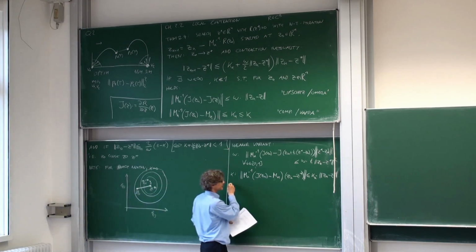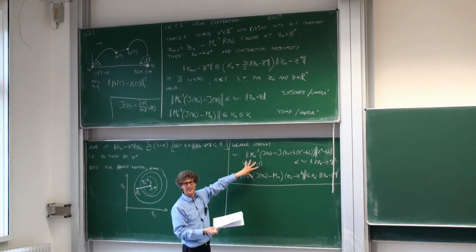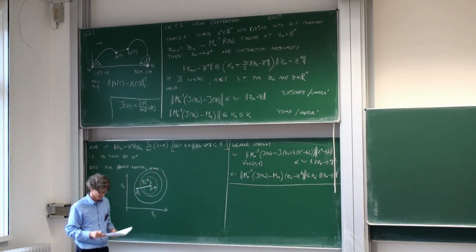So that's a weaker variant that in some cases where you might not be able to prove this, you could try to prove that, and then you also would get convergence. So that's one thing.